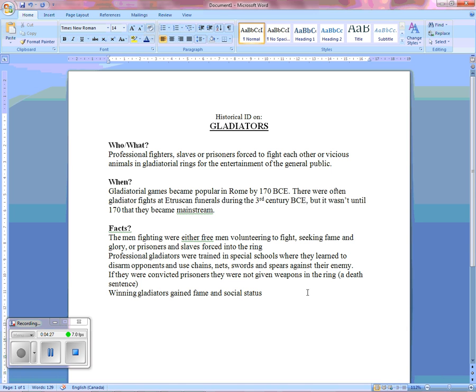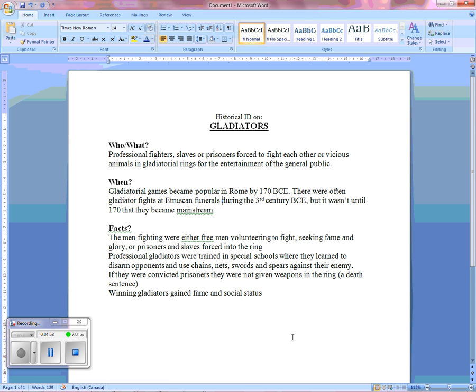So the facts that I got were the men fighting were free men or slaves forced into the ring. Professional gladiators were trained in schools using chains, nets, swords, and spears. If they were convicted prisoners and often slaves, they were not given a weapon, and obviously this was a lot more enjoyable for the public, just to watch some helpless person get slaughtered. And winning gladiators gained fame and social status, and an example of that was the famous gladiator Spartacus, which I will touch on just a little bit later.